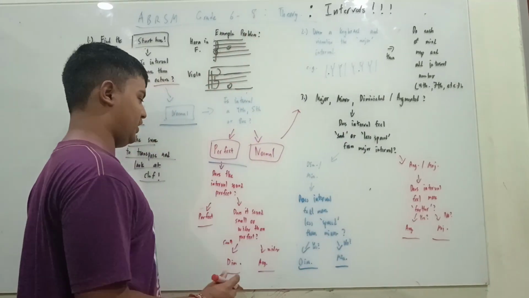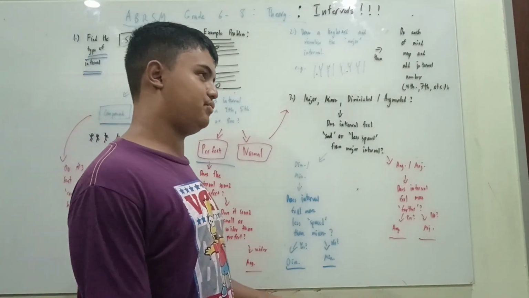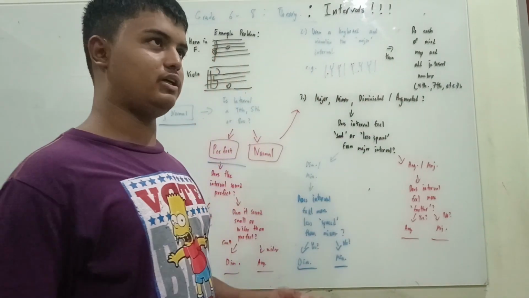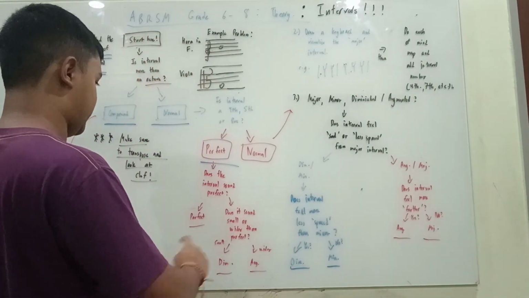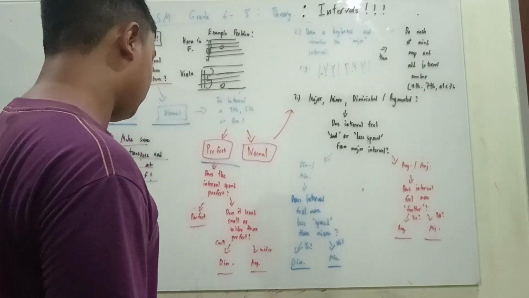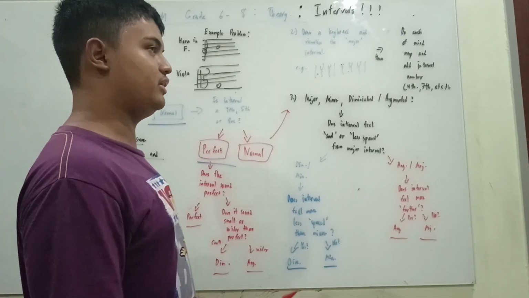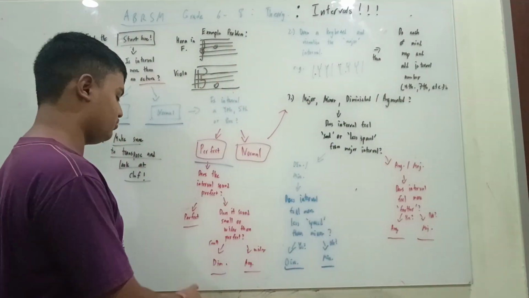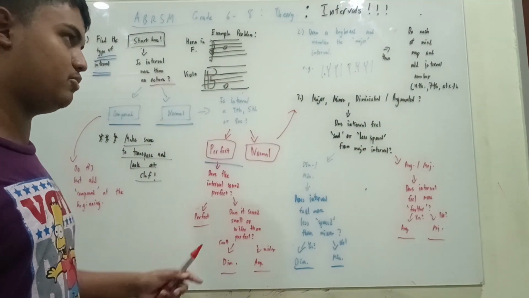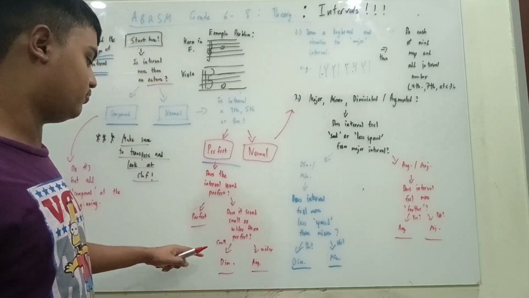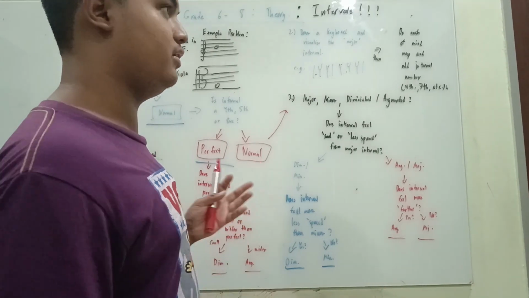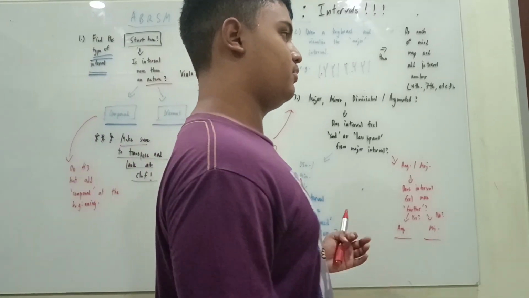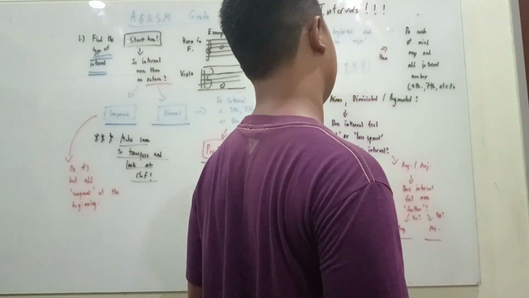Now, if it doesn't sound perfect, let's say I do C to G flat, right? You kind of know that it doesn't sound perfect. Then you have to ask the following question: does the interval sound smaller or wider than the typical perfect interval? If it sounds smaller, you're going to write the word diminished, not in short form, but the full name, diminished, with the distance. And if it's wider, you're going to write augmented, and then you just write the distance.